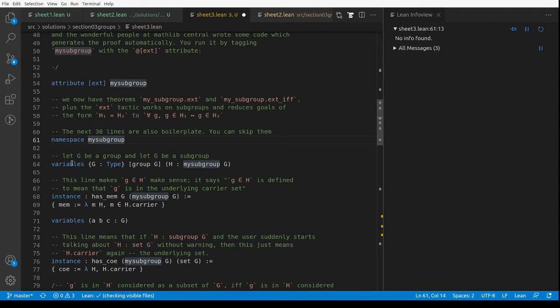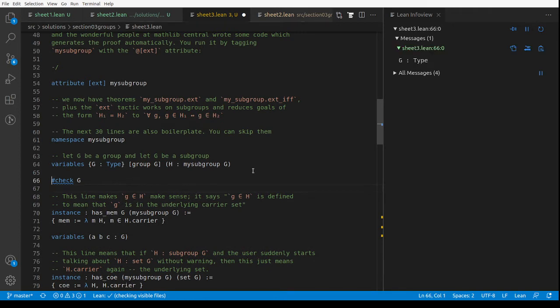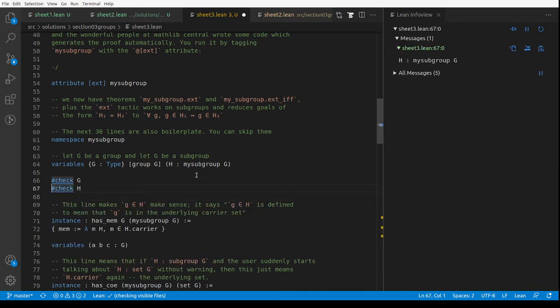So what are we doing here? This says let G be a group and let H be a subgroup. It's worth observing, just while I'm here, if I check G, it says that G is a type, because G is a group, so it's a set with some structure. A subgroup, you also think about as a set with some structure as well. But in fact, it's not. Look, if we check H, H is not a type. H is a term, even though I've written it with a capital letter. H is a term of type my subgroup G. So this is just a subtlety that's going on here.